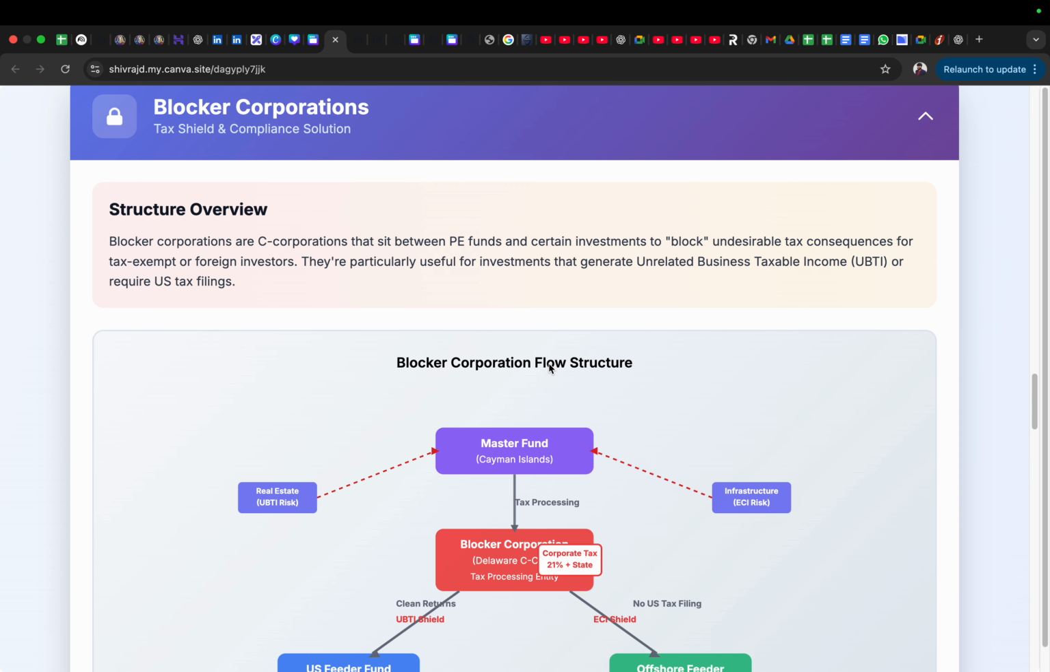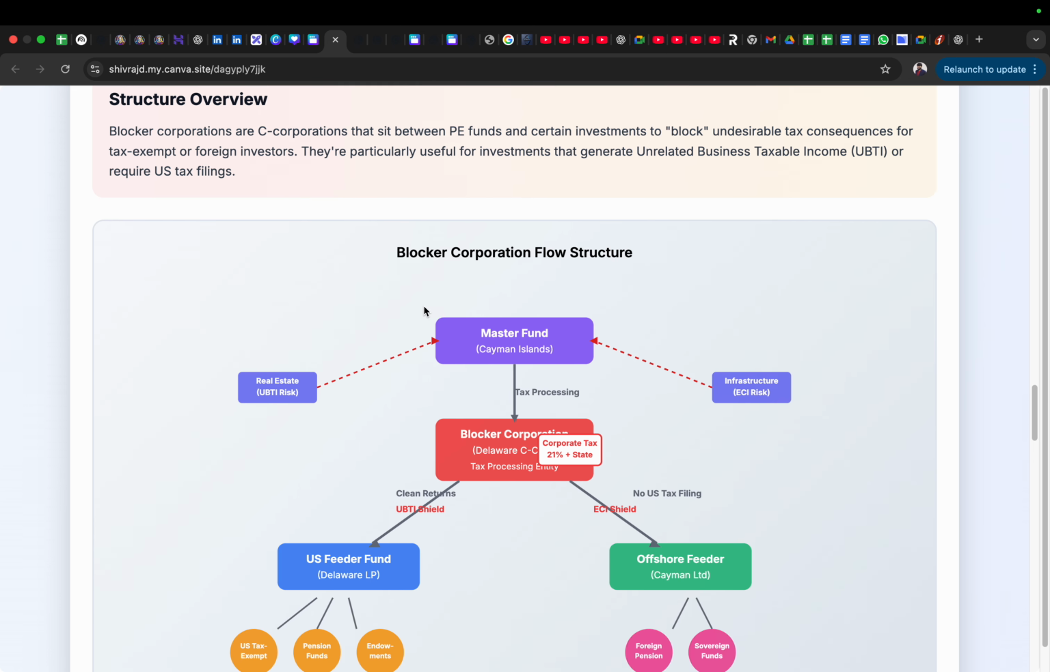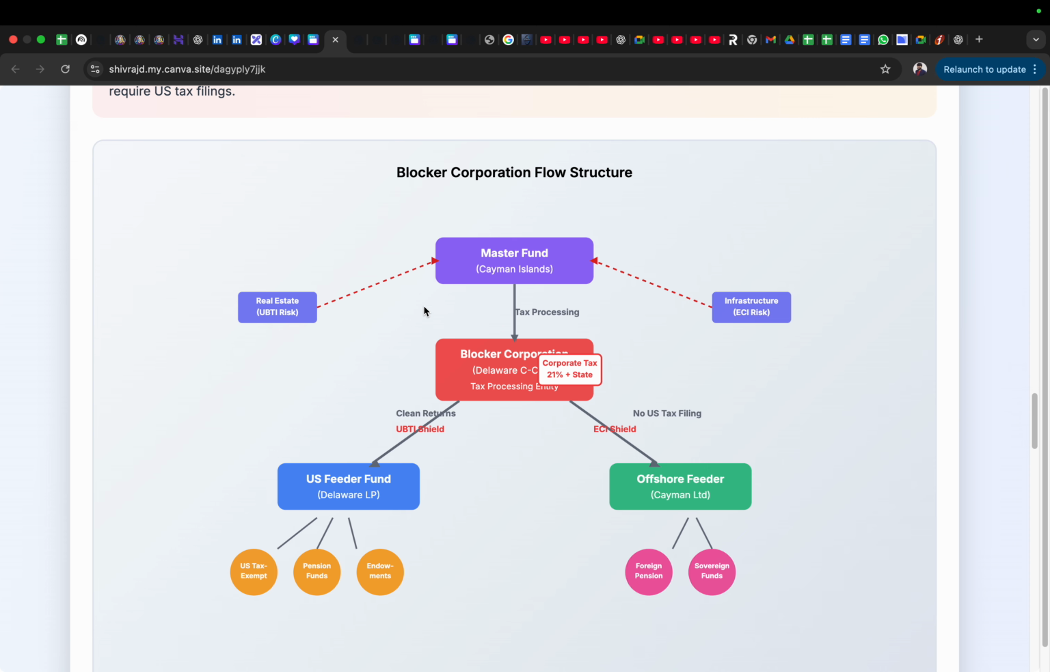Then blocker corporations. Blocker corporations are C corporations that sit between PE funds and certain investments to block undesirable tax consequences for tax-exempt or foreign investors, and they are particularly useful for investments that generate unrelated business taxable income or require US tax filing. See, basically a blocker is a separate corporation and automates your tax filings.